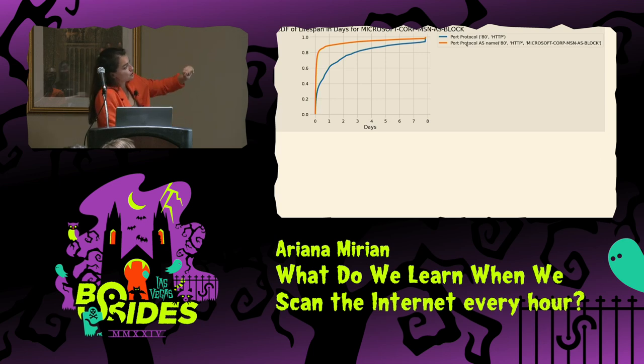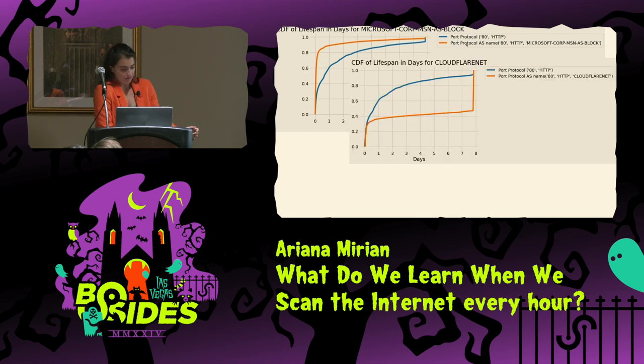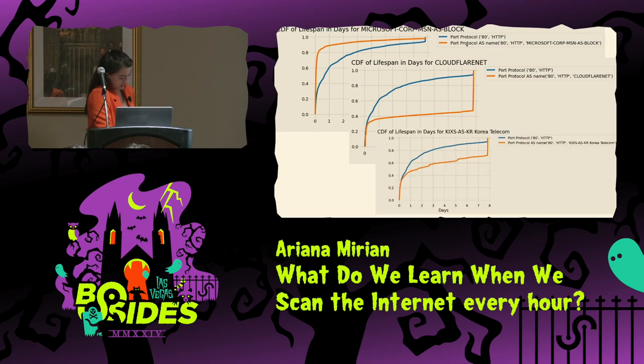When we compare these two, we can say, okay, the devices that speak 80 HTTP on this AS are much shorter lived than the entire population that we're looking at. When we do the same examination for Cloudflare, it's basically the exact opposite: 80 HTTP is far longer lived than the aggregate. And if we look at Korea Telecom, it's still longer lived, but not as pronounced. Again, I've posted the medians just to make this takeaway a little more salient.